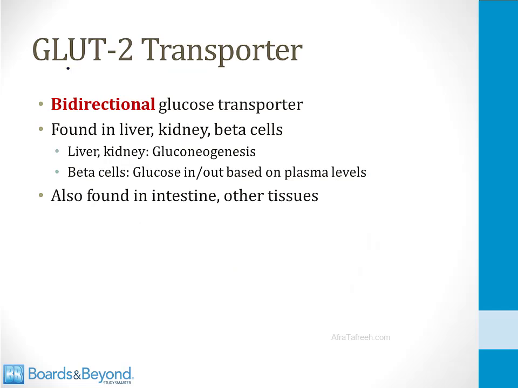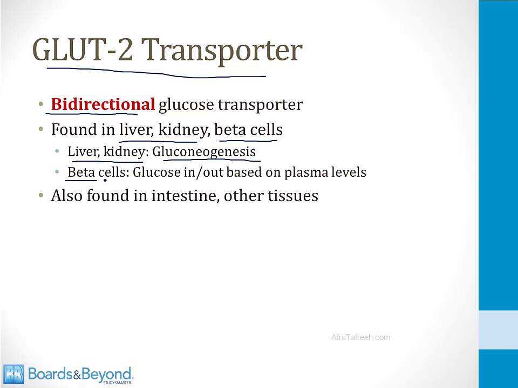Let's also talk in more detail about the GLUT2 glucose transporter. This is a bidirectional glucose transporter. It's found in the liver, kidney, and also in the beta cells. In the liver and kidney, it's important to have a bidirectional transporter because these two organs perform gluconeogenesis. So they need to be able to bring glucose into cells for glycolysis. They also need to be able to transport glucose out of cells when they are performing gluconeogenesis.